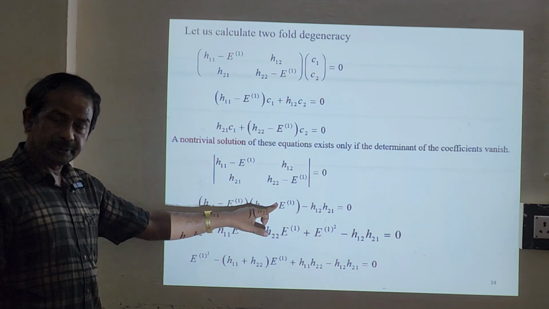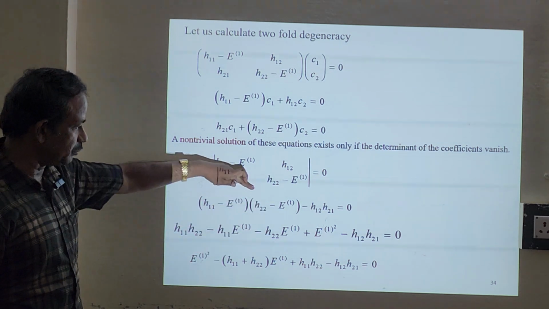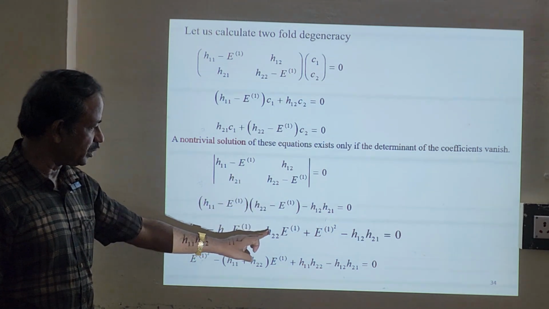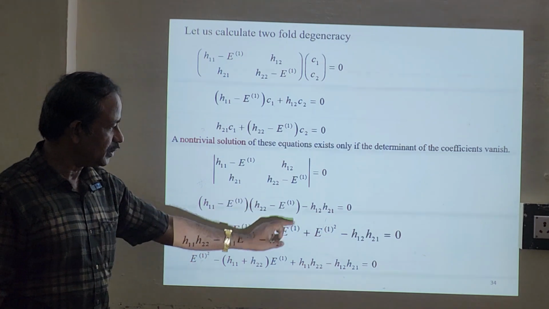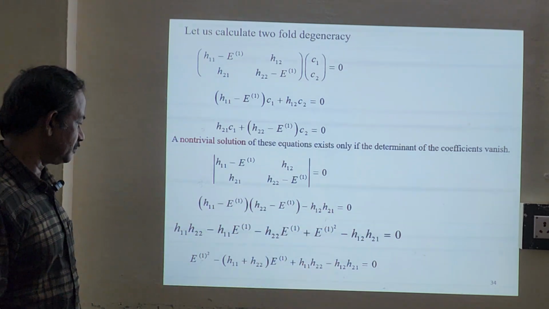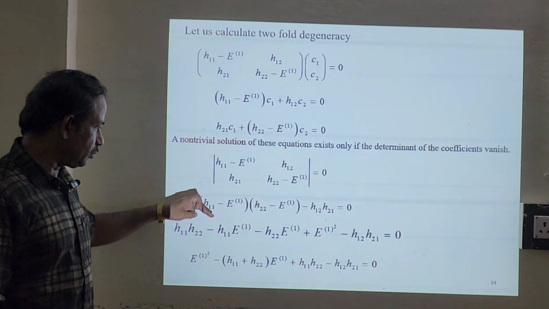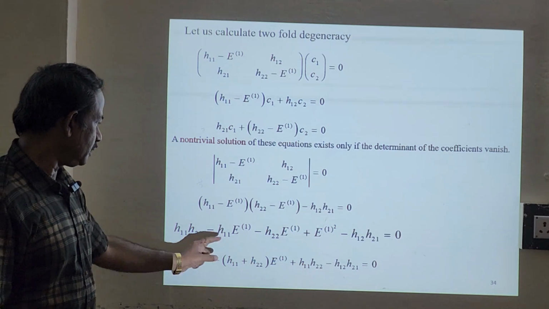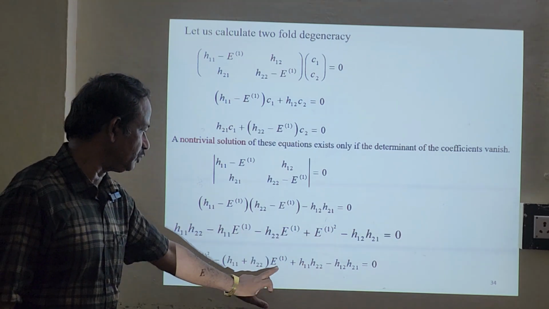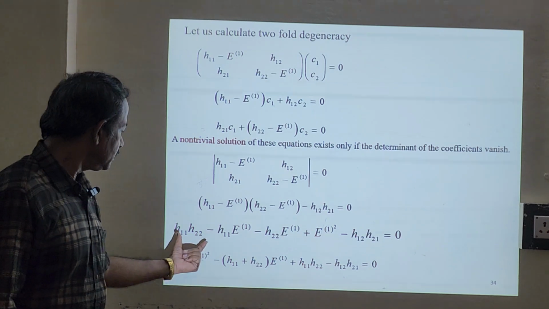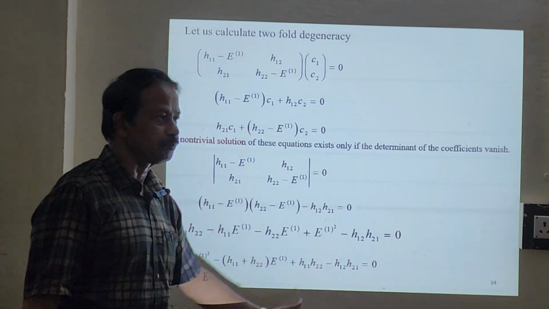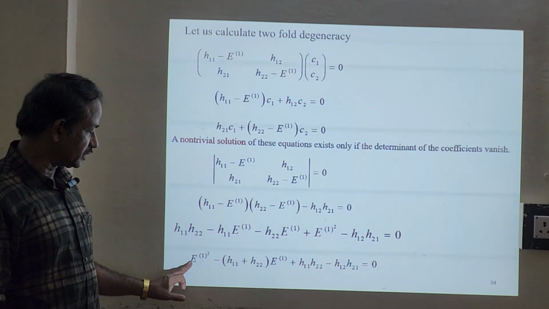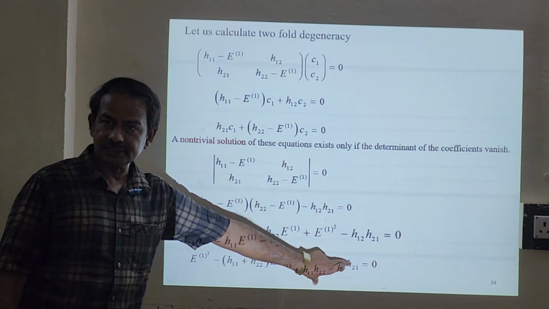Here 2 terms multiplied by 2 terms will give you 4 terms, correct? H11 multiplied by H22, then H11 multiplied by E1 minus E1 multiplied by H22, and the last term will be plus E1 square. In the H11 E1, H22 E1 terms, you pull E1 out, so this term is a constant and this term also will be constant. So this is a quadratic equation, where E1 square is here, E1 is here, and the constant is here.